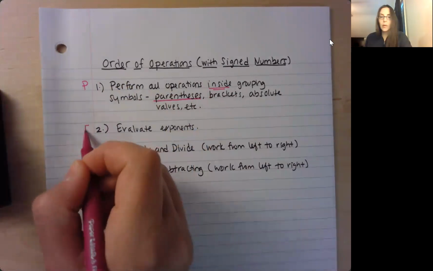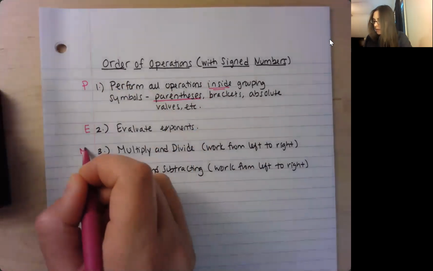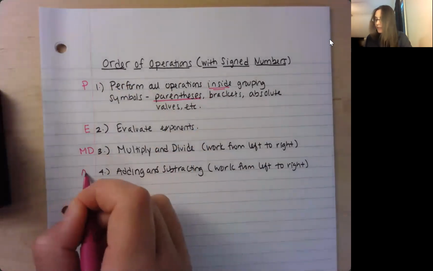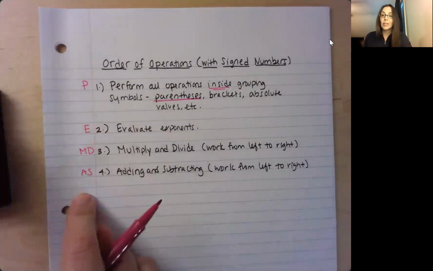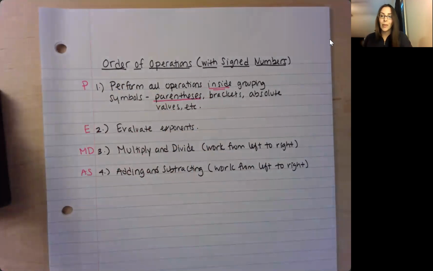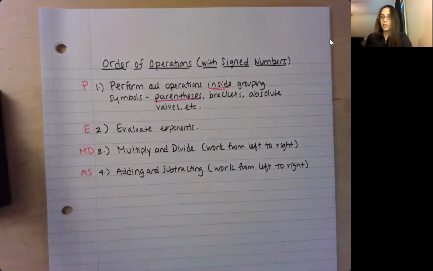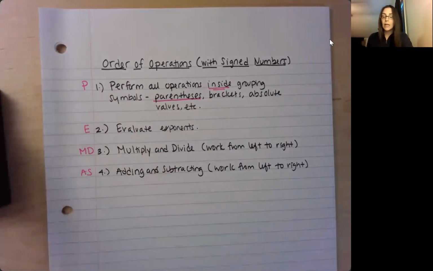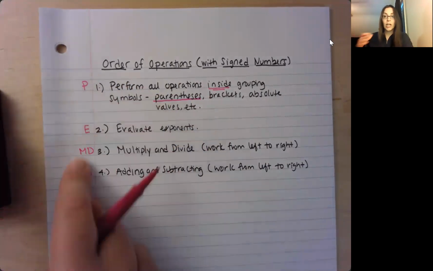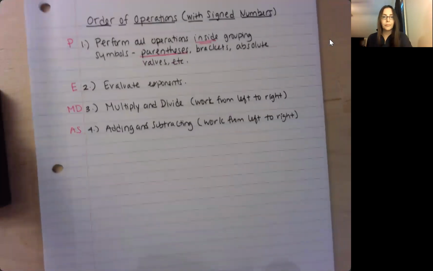Next, you do your exponents. Then you have your multiplication and division and your adding and subtracting. And again, just be careful if you're using PEMDAS or Please Excuse My Dear Aunt Sally. That's another one people often learn. Just remember that MD and AS do work left to right. So multiplication does not always come before division and adding doesn't always come before subtracting. This is just a way for us to generally remember the steps. So just keep that little warning in mind.